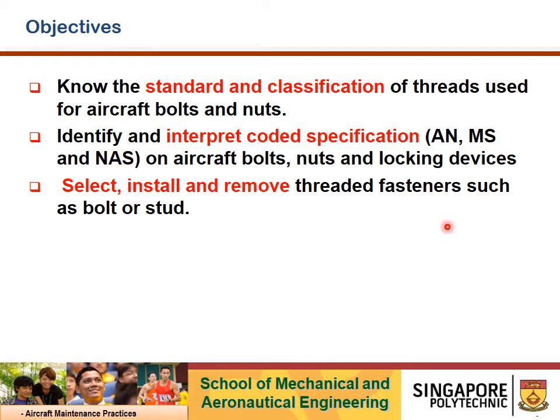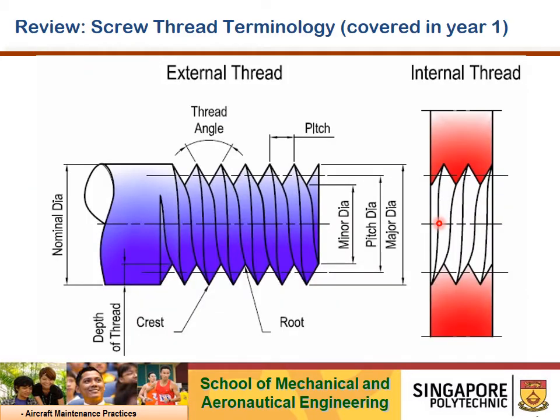By the end of this lesson, students should be able to know the standard and classification of threads used for aircraft bolts and nuts, identify and interpret coded specification AN, MS, and NAS on aircraft bolts, nuts, and locking devices, and select, install, and remove threaded fasteners such as bolts. First, a review of slides: screw thread terminology, which was covered in your year 1.